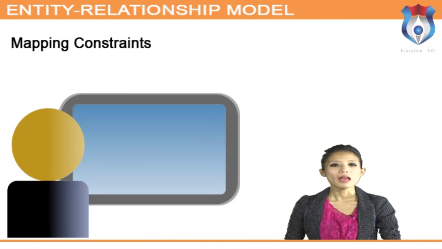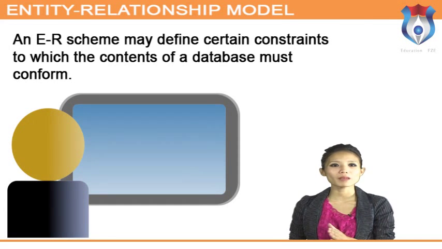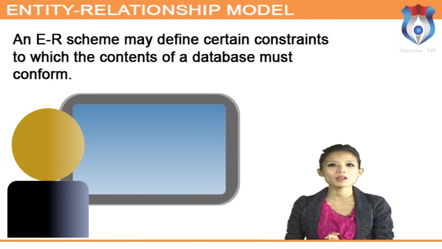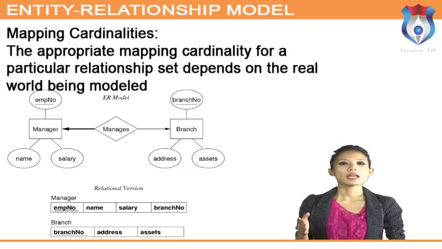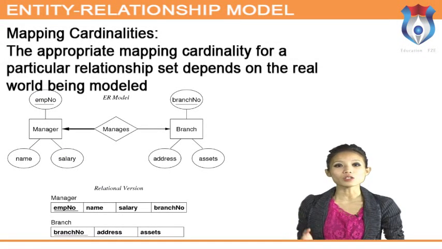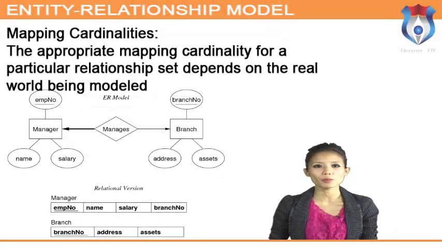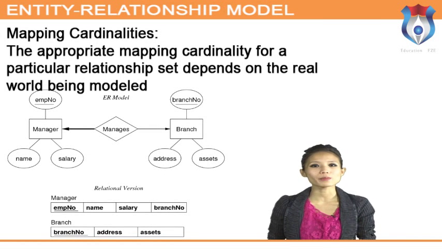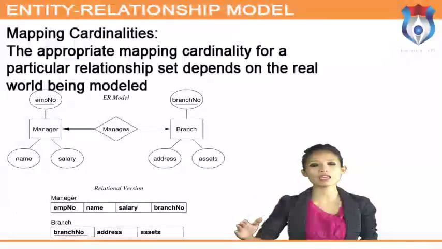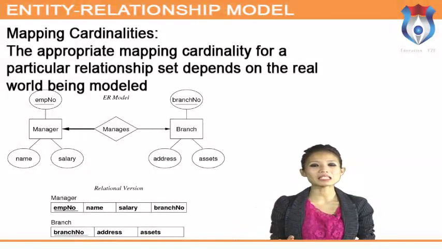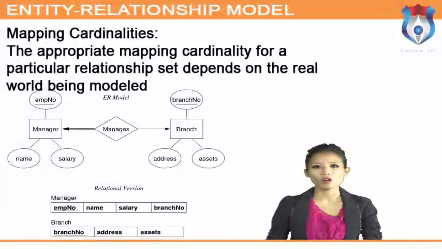Mapping constraints. An ER scheme may define certain constraints to which the contents of a database must conform. They express the number of entities to which another entity can be associated via a relationship. For a binary relationship set between entity sets A and B, the mapping cardinality must be one of the following.